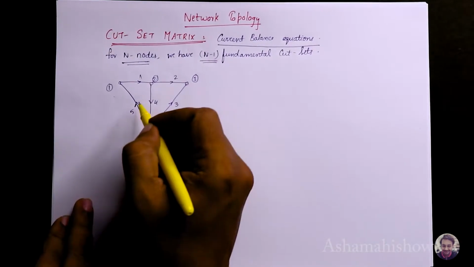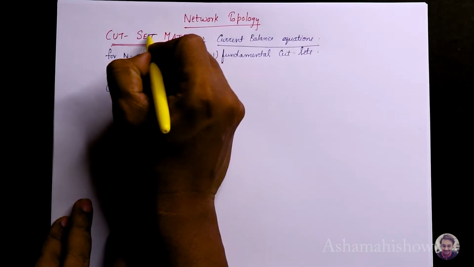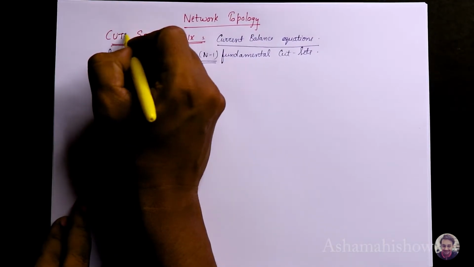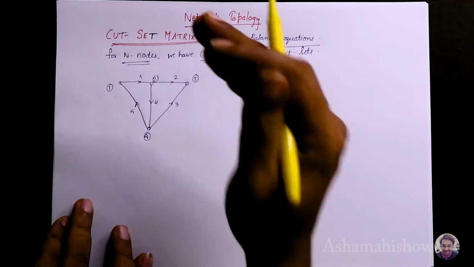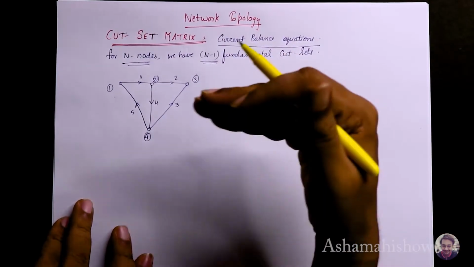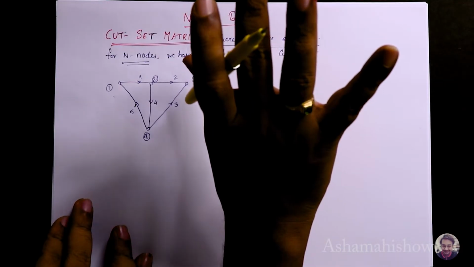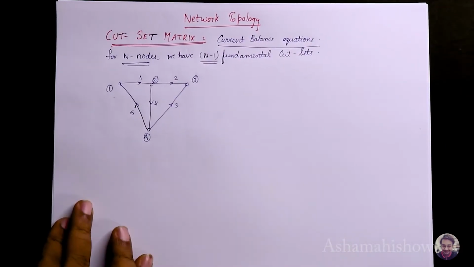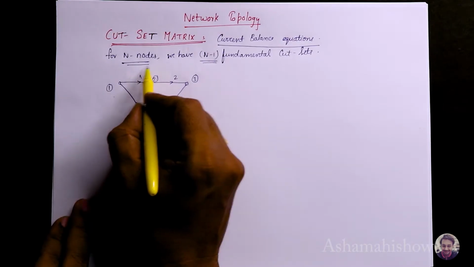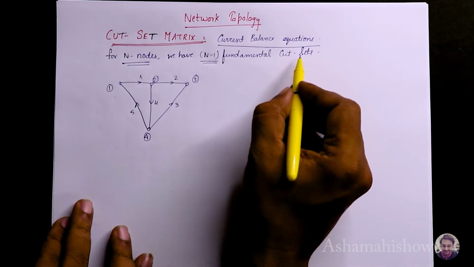And cut set, from the word itself we can say cut is like cutting. We need to cut the graph or we need to cut the tree, and we will be doing that in that orientation. So for n number of nodes we have n minus 1 fundamental cut sets.